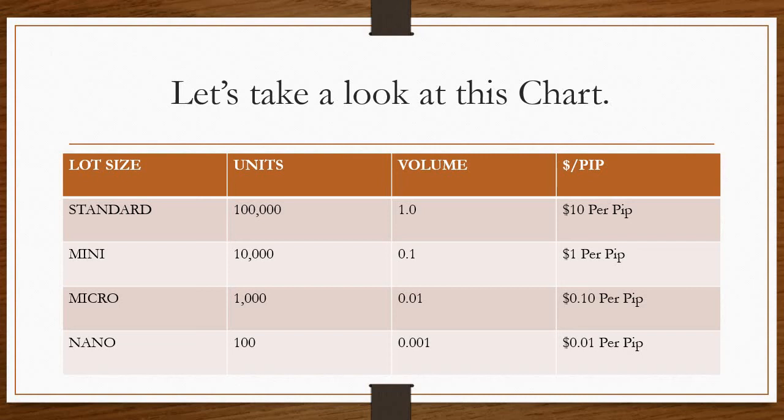So these are the lot sizes. 0.01, that's 10 cents per pip. All right. 0.1, $1 per pip. 1.0, $10 per pip. Now the lot size is your decision. The lot size is when you begin to exert your right as a trader to say, this is my decision. This is the lot size I want to use.